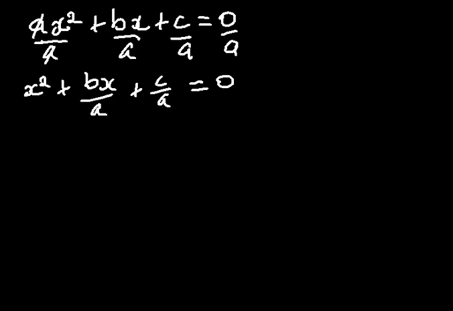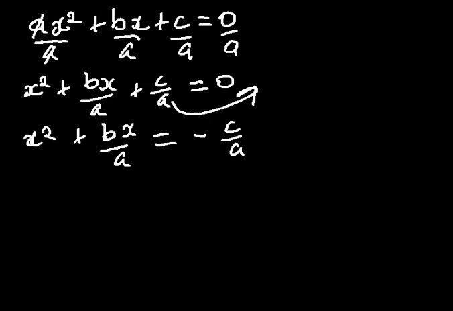And from there, we have to transfer this part to the other side. Now we have x squared plus bx over a, which is equal to negative c over a. Since it is positive, as it is transferred to the other side, it will be given as negative. So understand that.